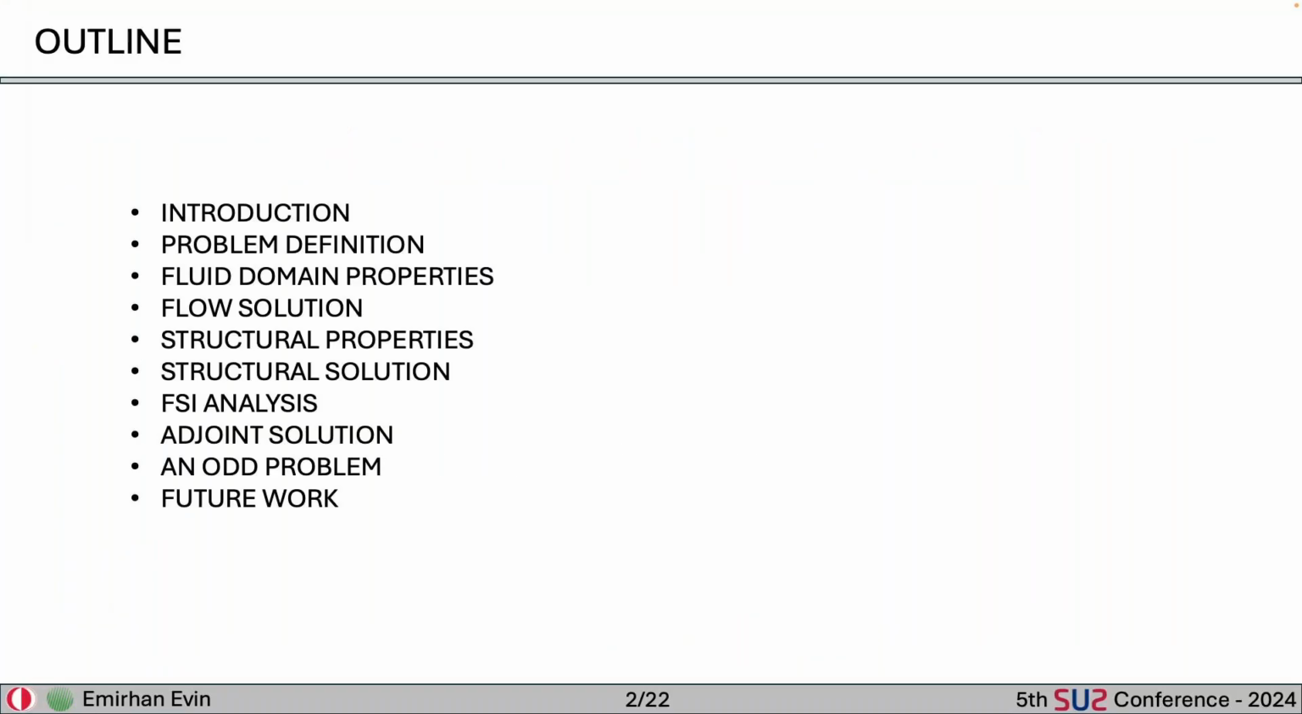Here is my outline. First, I will introduce the problem, and then I will share the problem definition used in my thesis study. Then we will slowly move into the fluid domain. Then we will see the structural properties and structural domain. Then we will combine these two together and do some FSI analysis. After that, I will show you the last point in my master study right now, obtaining the adjoint solutions. Also, I will share one problem I faced during structural deformation.